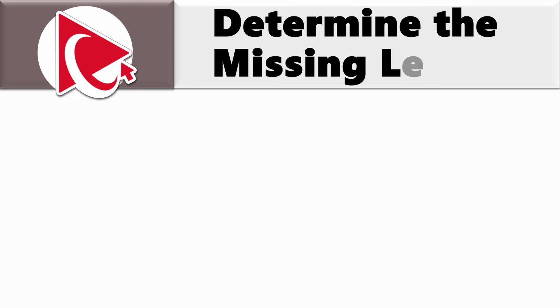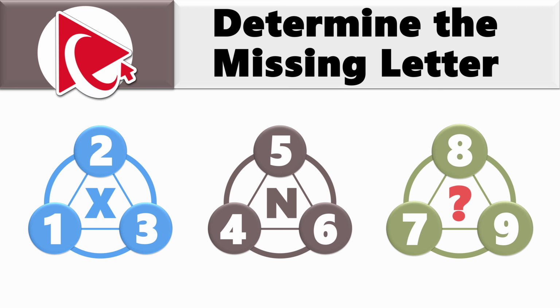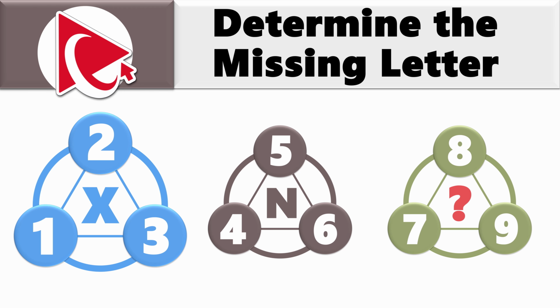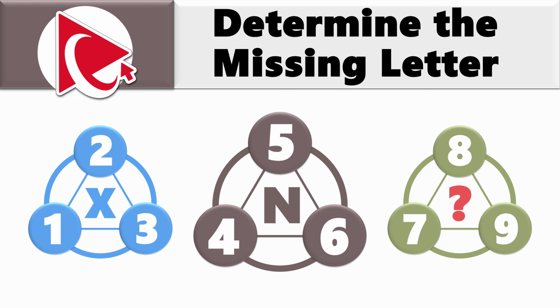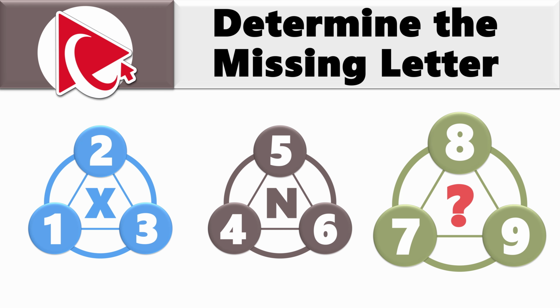Let's get to the question. You're presented with three unusual but cool-looking shapes. These shapes have numbers on the outside and a letter inside. The numbers in the first shape are 1, 2, and 3, and the letter inside is X. In the second shape, the numbers are 4, 5, and 6, and the letter inside is N. In the third shape, the numbers are 7, 8, and 9, and the letter inside is missing.